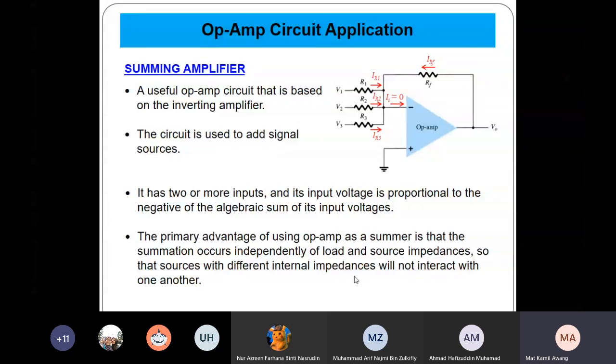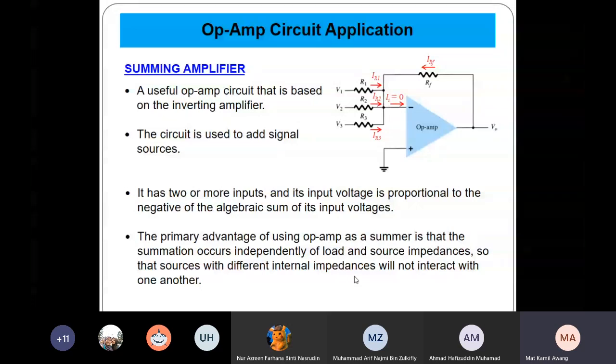If you want to have the same sign, you need to invert it using an inverting amplifier with a gain of 1. This circuit is used to add signal sources. It has 2 or more inputs. In this example, you have 3 inputs, but it can be many. Its output voltage is proportional to the negative of the algebraic sum of its input voltages.